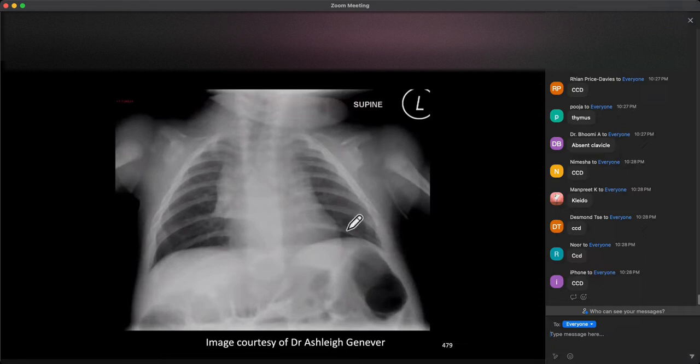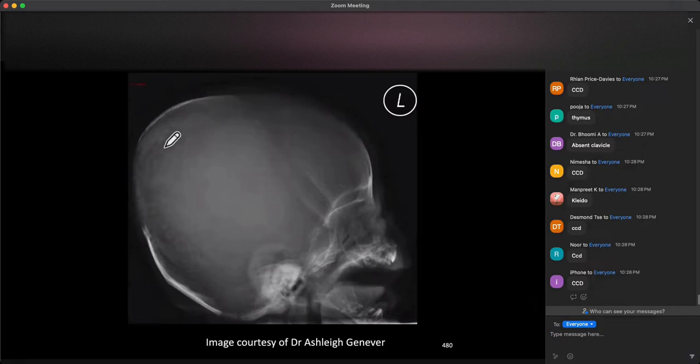So this patient has got cleidocranial dysostosis, or CCD, and the other features of this condition are, of course, multiple Wormian bones and a persistent anterior fontanelle. And when the child develops many teeth, there'll be supernumerary teeth. So supernumerary teeth, persistent anterior fontanelle, multiple Wormian bones.